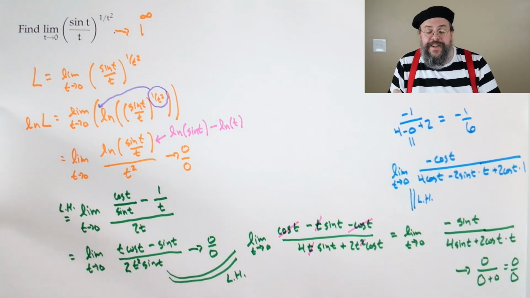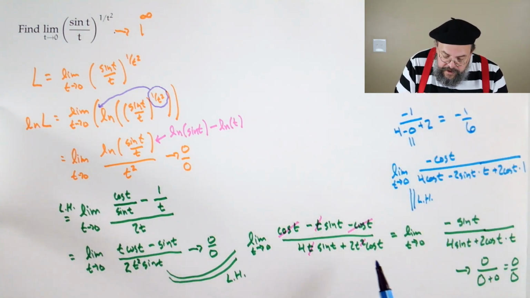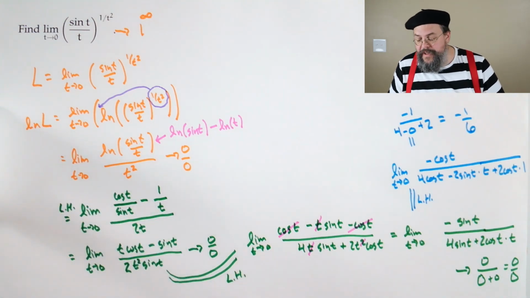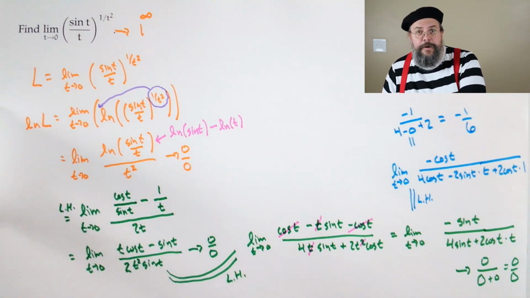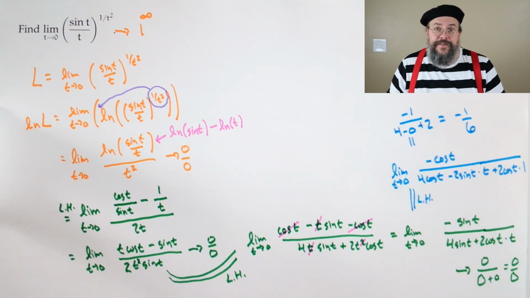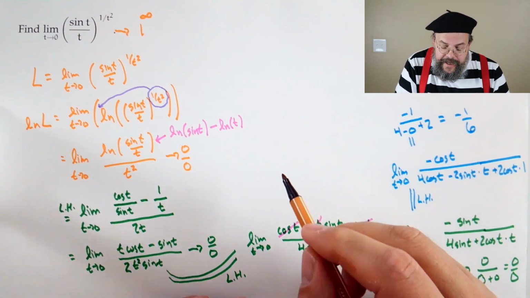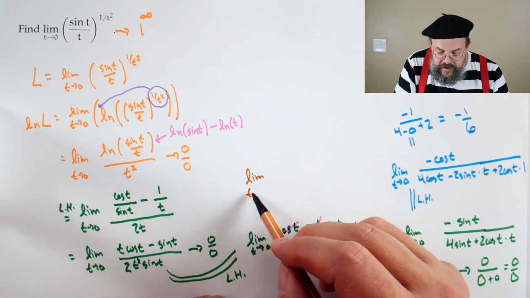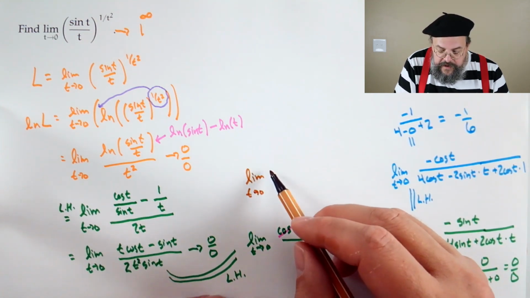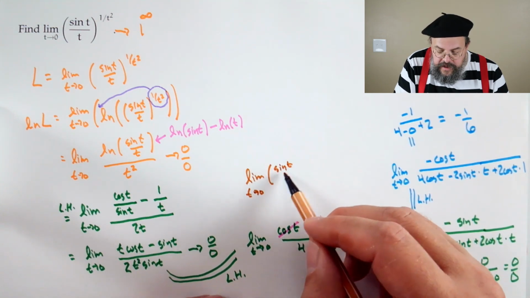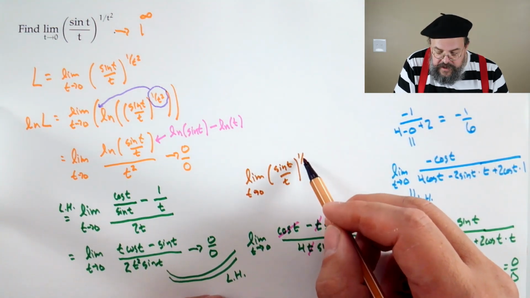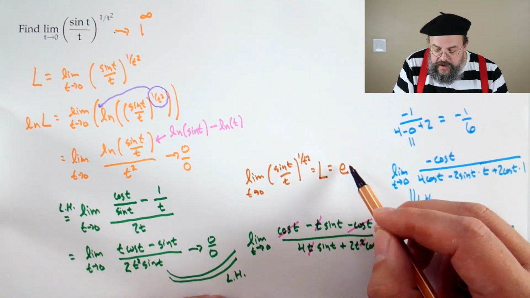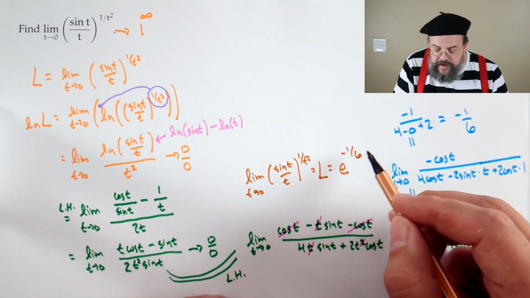But remember, that's not our answer. If you follow your equal signs back, that's the log of our answer. So, the log of what we're after is negative 1/6. So to get our final answer, which is our limit, so our limit as t goes to 0 of sine of t over t to the 1 over t squared, which is what we call the L, is e to the minus 1/6.